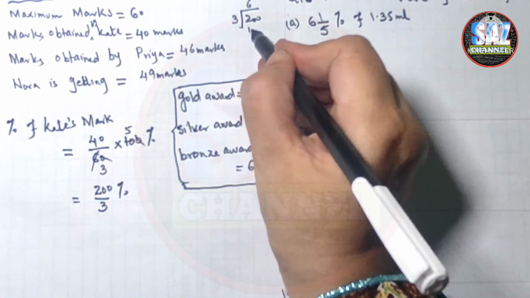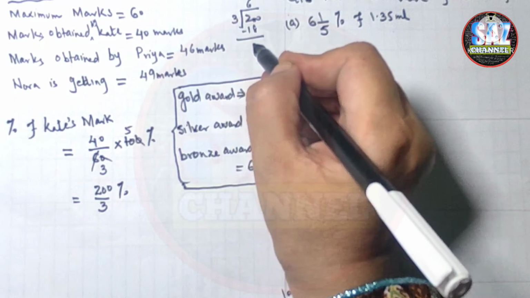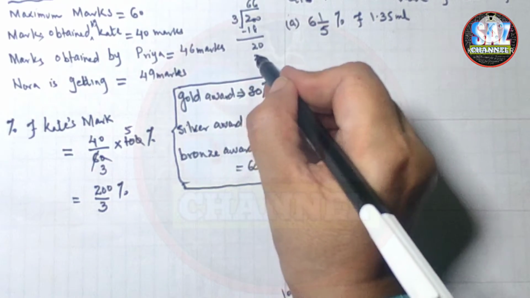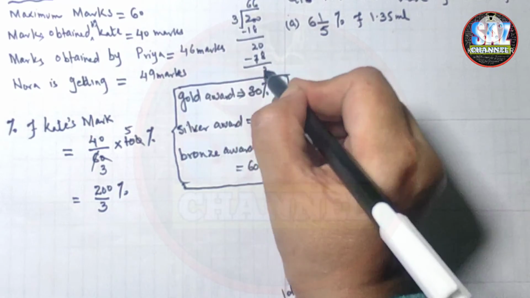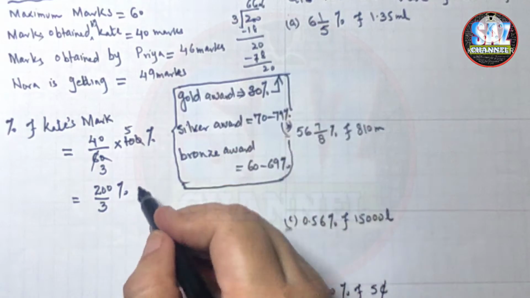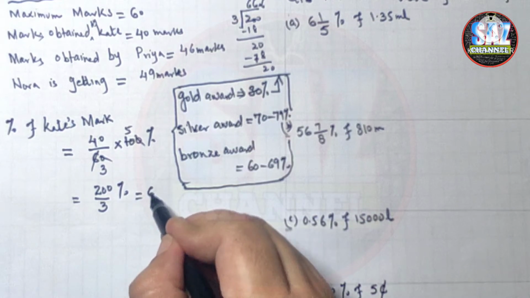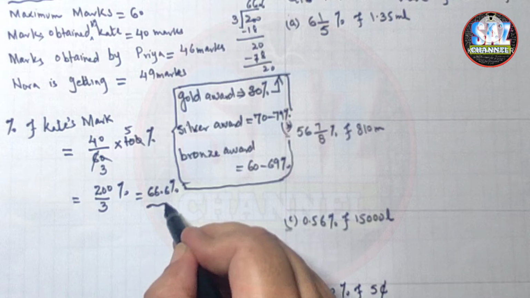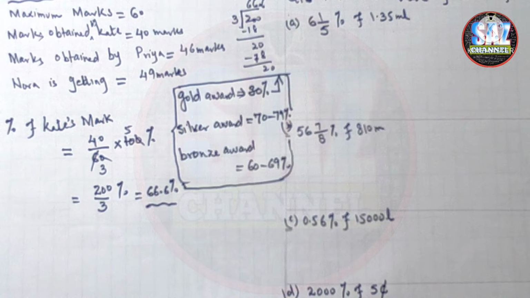3 6s are 18, and we are left with 2 only, and then again I can put the decimal. 66.6%. Let me underline this part, and then we'll decide the type of the award later.